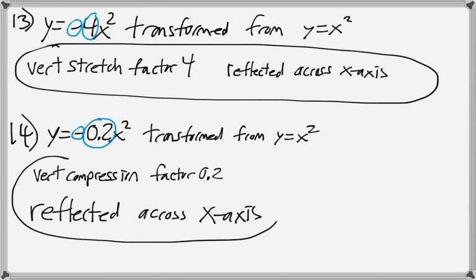So again, to be reflected across the y-axis, you would need to have a negative sign on the inside of the function, or it would have to be on the inside of a parentheses. So that'll be our answers for these ones.